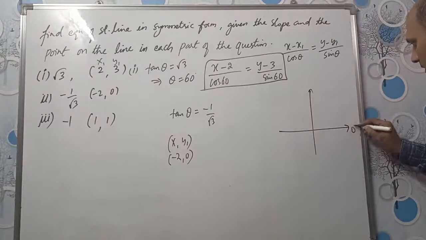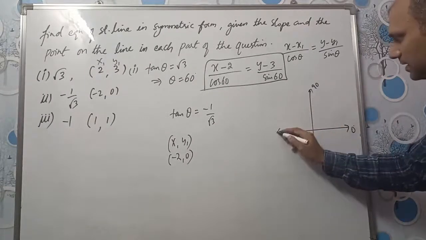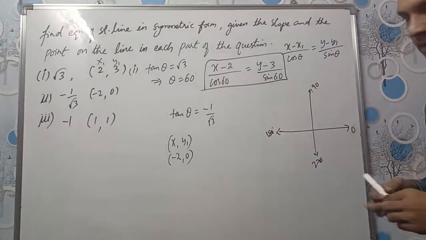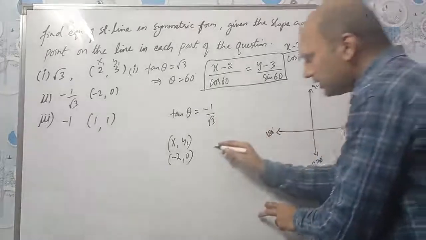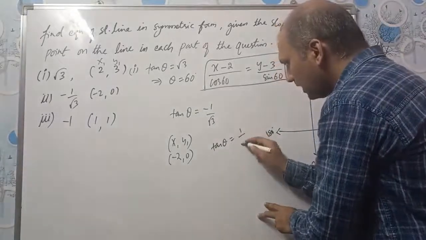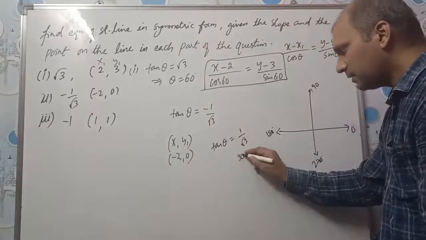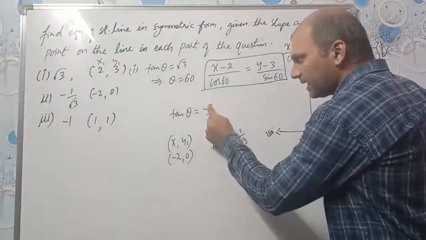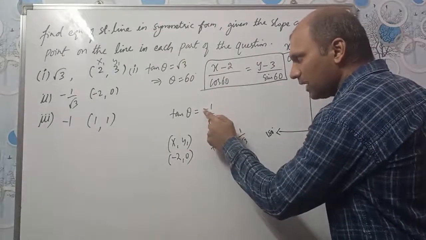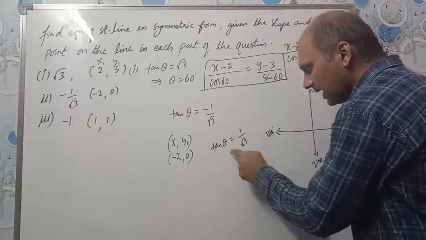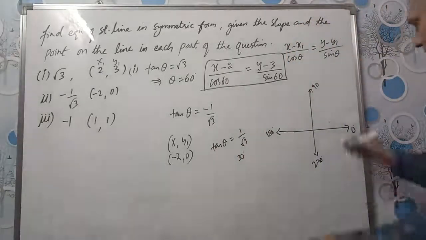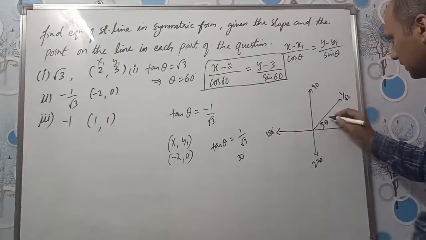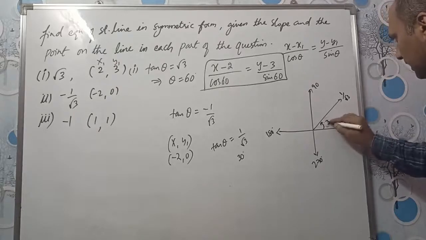This is 0 degrees. This is 90 degrees. And this is 180 degrees. 270 degrees. And again 360 degrees here, right? Now see. We should check when tan is 1 by root 3. It is at 30 degrees, isn't it? Tan is 1 by root 3. See the magnitude of this, 1 by root 3. Forget about the sign for a while. So this is 1 by root 3, and this is our angle, 30 degrees.